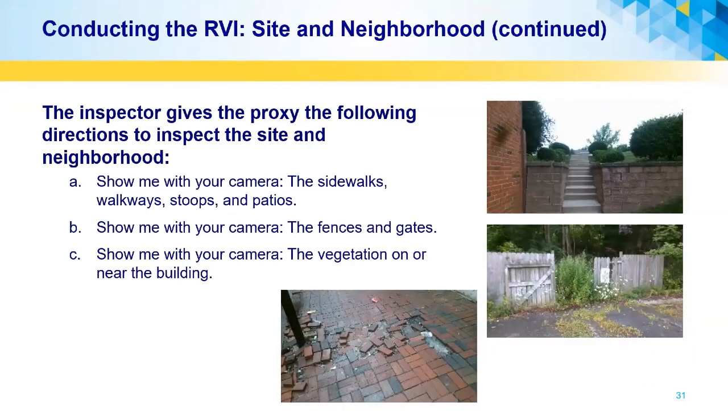Show me with your camera the sidewalks, walkways, stoops, and patios. Show me with your camera the fences and gates, and show me with your camera the vegetation on or near the property. So you can see on the top slide there, we've got a run of steps there that does not have a handrail. Remember, the Housing Choice Voucher HQS standard says if there's a run of 4 or more steps, you have to have a handrail. And you can see on that run of steps there is no handrail. Right underneath there, we have a fence with a missing section, and that would be a fail rating. And we also have overgrown penetrating vegetation, so that would be a fail rating.